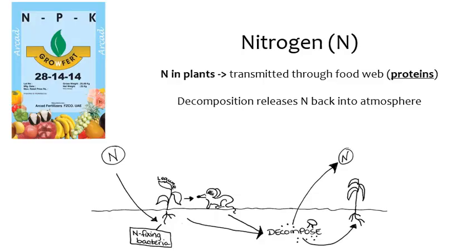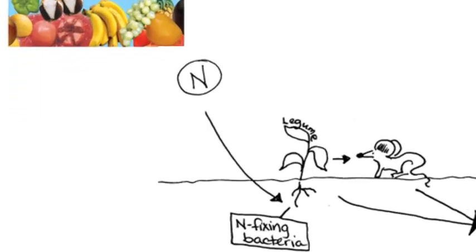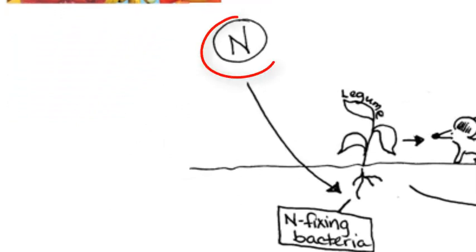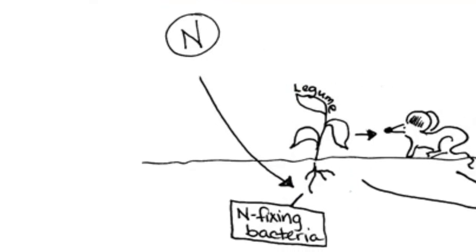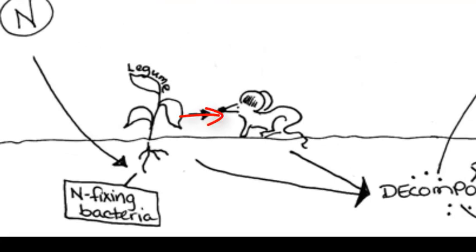Let's take a look at the nitrogen cycle. Nitrogen is found in the atmosphere in an unusable form for most of life. Nitrogen-fixing bacteria modify the nitrogen into a usable form. These bacteria have a symbiotic relationship with plants and supply usable nitrogen directly to them. Animals eat the protein from the plants and get their nitrogen that way.